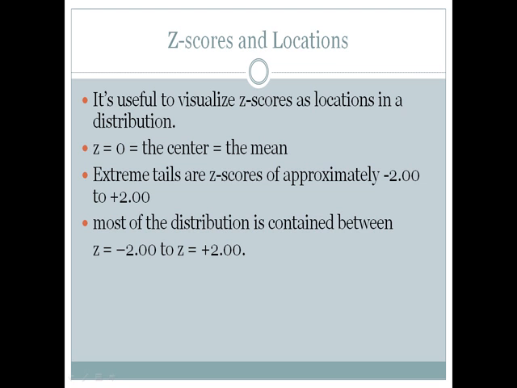Just to illustrate this again, this is a distribution. We're going to consider an extreme score. That's supposed to be a 2.